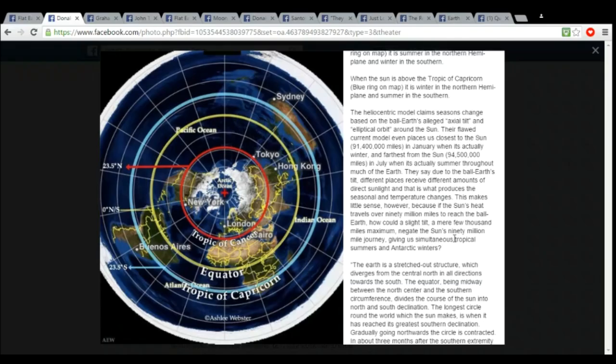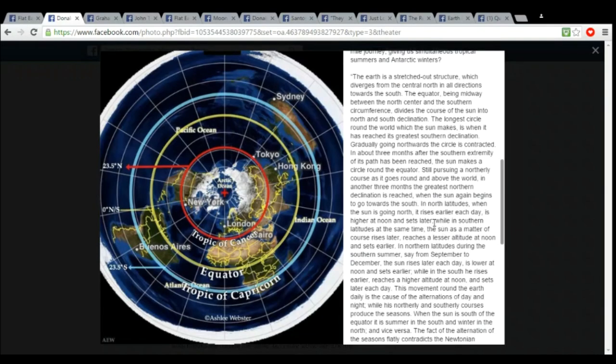They say due to the ball Earth's tilt, different places receive different amounts of direct sunlight. That is what produces seasons and temperature changes. This makes little sense, however, because the sun's heat travels over 90 million miles to reach the ball Earth. How could a slight tilt, a mere few thousand miles maximum, negate the sun's 90 million mile journey, giving us simultaneously tropic summers and Antarctic winters? Good question. This is the part I love, folks.